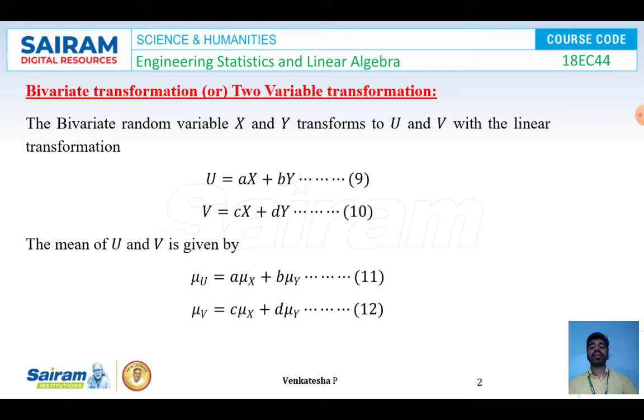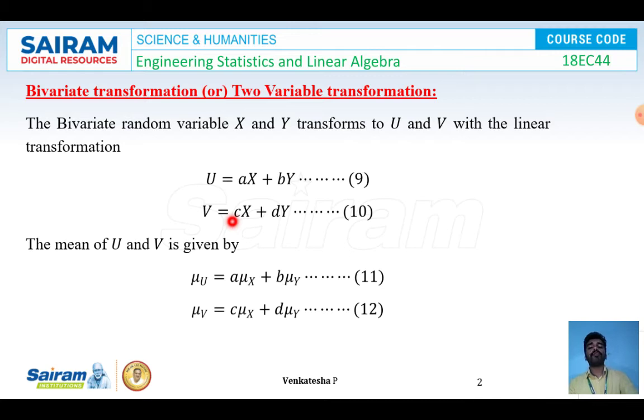The bivariate random variables X and Y transform to U and V with the linear transformation equations U is equal to aX plus bY, call this one equation number 9, and V is equal to cX plus dY, call this one equation number 10. So now I'm going to find the mean, variance and covariance of the transformation equations U and V.